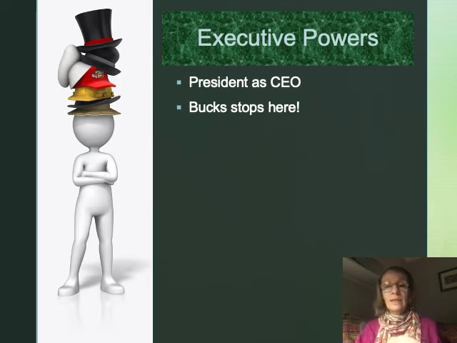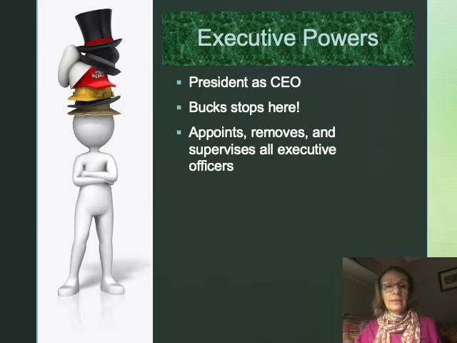And so there are 15 federal departments: the Department of State, the Department of Justice, the Department of Defense, the Department of Health and Human Services. The list goes on. And basically, the president is the CEO over all of that federal bureaucracy. Again, you'll be learning about that more in your chapter. The powers granted to the president as chief executive officer are that the president is responsible for appointing, removing, and supervising all executive officers.